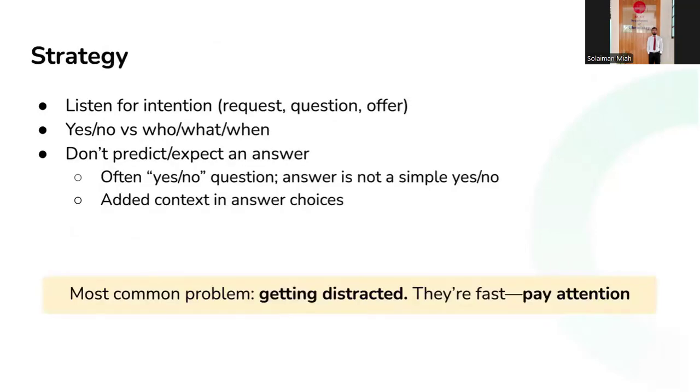Now that you know what to listen for, let's discuss how to use that information in practice. Listen for the speaker's intention. Are they making a request, asking a question, or offering something? Remember that even if a question sounds like a yes/no question, the correct response may not be a simple yes or no. Instead, it might include extra context or a helpful follow-up. So guessing what the answer should be doesn't work. You need to read all the choices carefully.